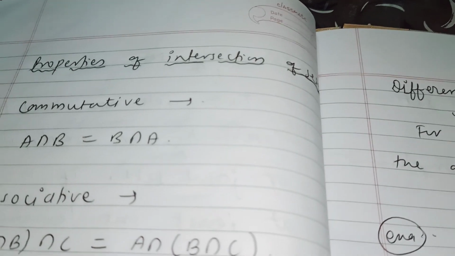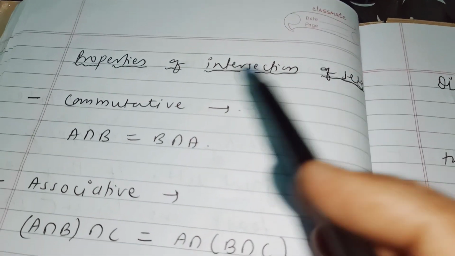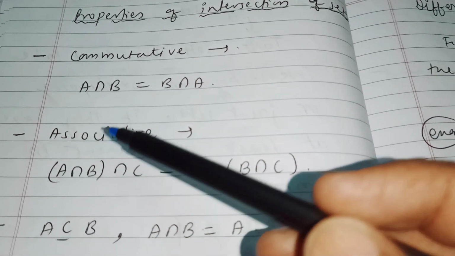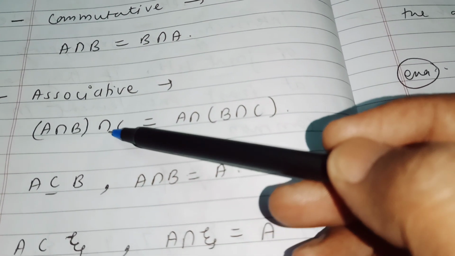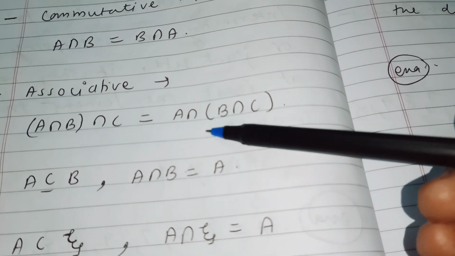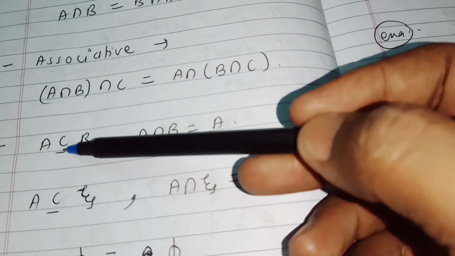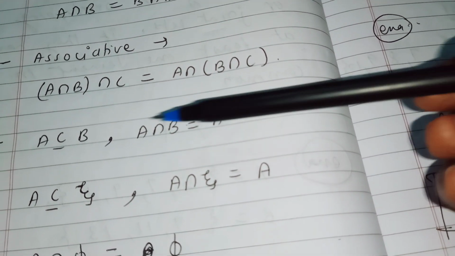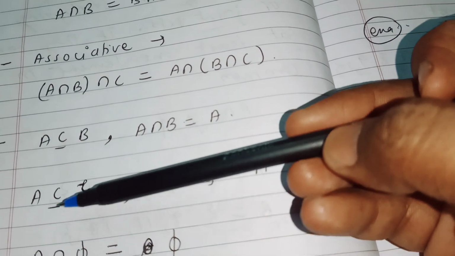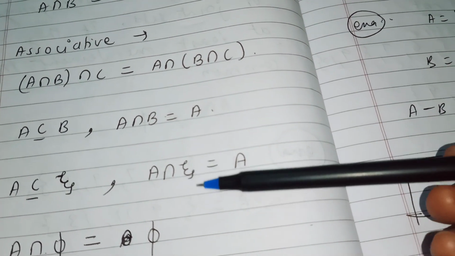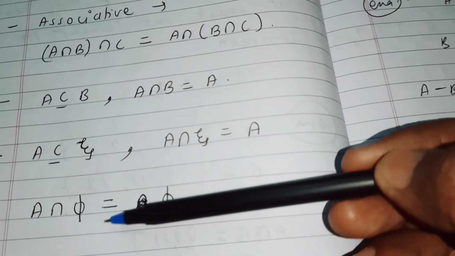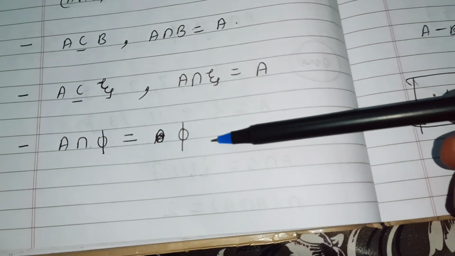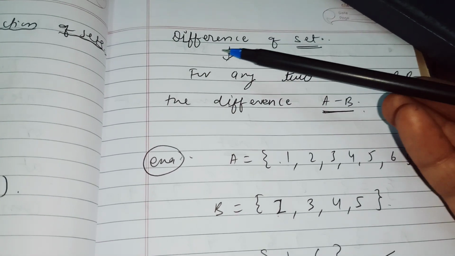Clear? And now the properties of intersection of sets. It is commutative, meaning A intersection B is equal to B intersection A, and associative, like (A intersection B) intersection C is equal to A intersection B intersection C. If A is a subset of B, then A intersection B is equal to A. If A is a subset of universal, then A intersection universal is equal to A, because it makes the common part. And A intersection phi becomes phi.